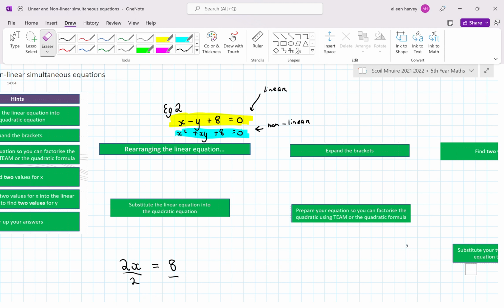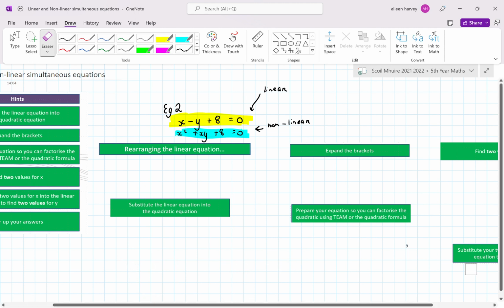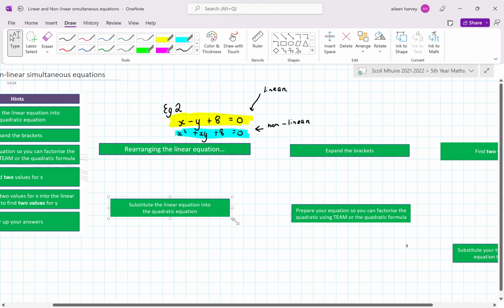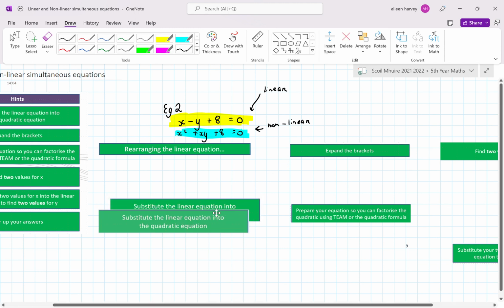So when you're solving a simultaneous equation, what you're trying to do is eliminate one of the letters in your equation. Okay, let's look at this first example. So we have x minus y plus 8 is equal to 0, and x squared plus xy plus 8 is equal to 0. The first thing we're going to do is identify which equation is linear and which is nonlinear.